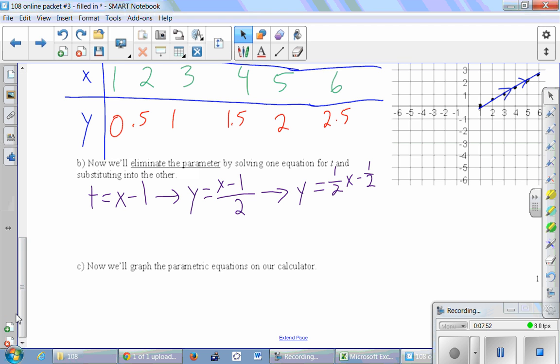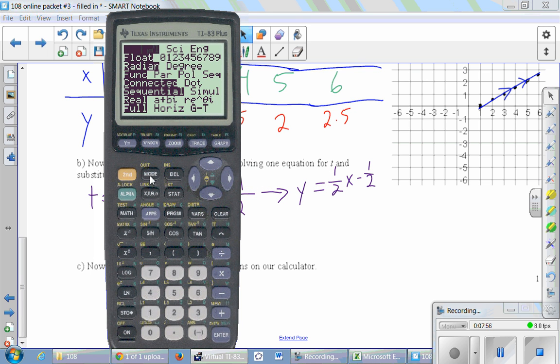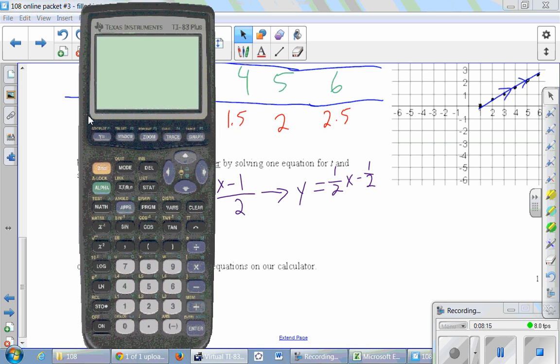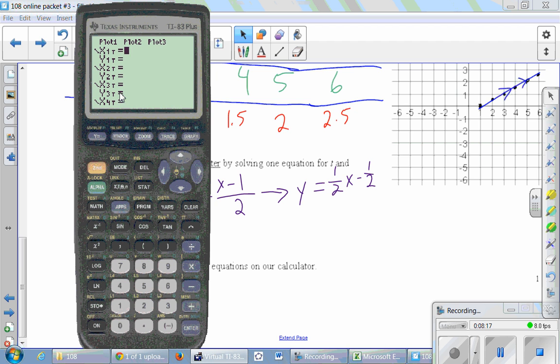So let's go to the calculator. The first thing we're going to do is go into mode. Now, if you come down here to the fourth line, you'll see normally we're in function mode. Earlier this semester, just a few classes ago, we looked at polar mode. Today, we look at PAR, parametric mode. So hit enter right there. Looks the same here, but if we go into y equals, we're going to see something completely different.